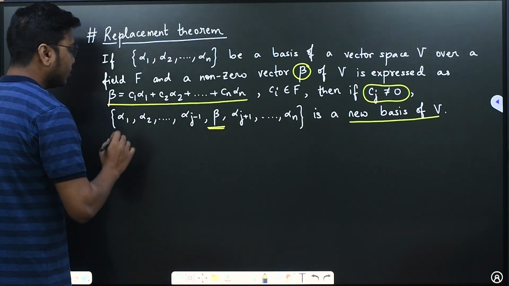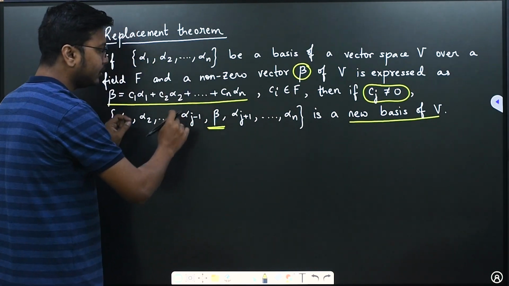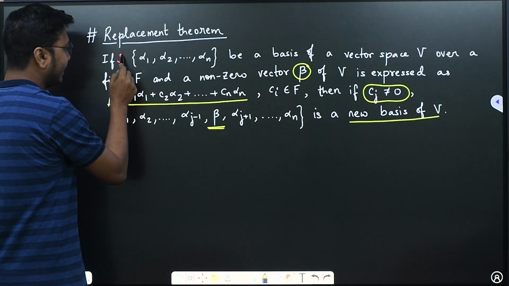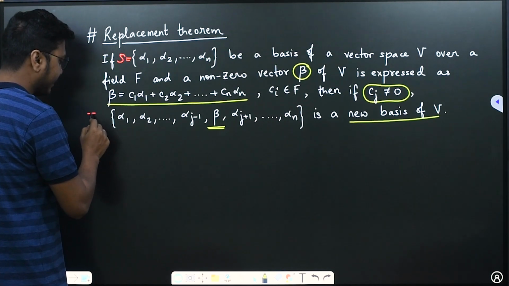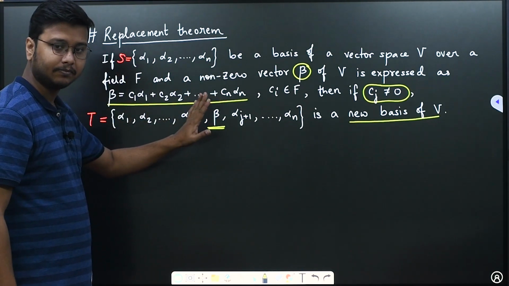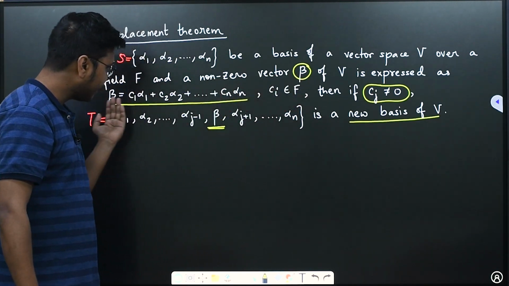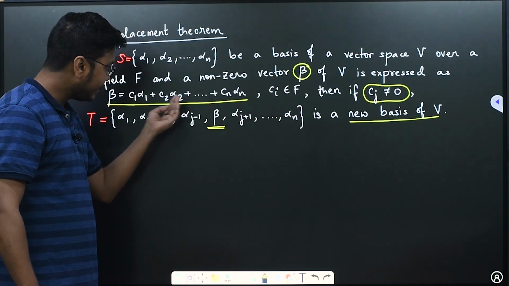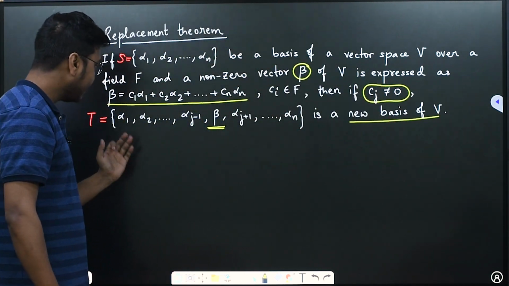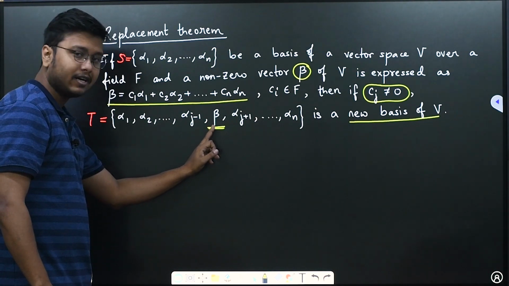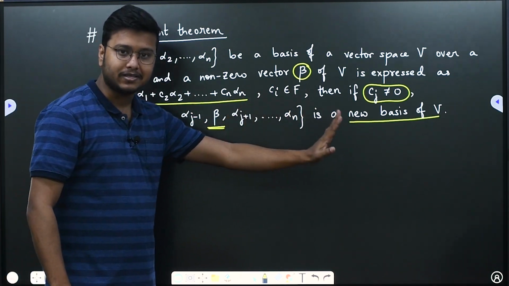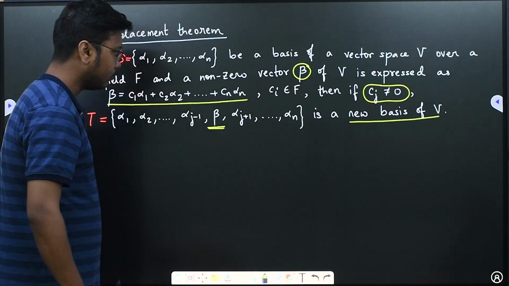So now let's just name the two sets for our convenience. Let me say that this is the set S and this is the set T. So it is given to me that S is a basis. If beta can be expressed in this manner, and in that expression the jth element is non-zero, then I can replace the jth element of the basis with beta and form a new basis. So let's go into the proof of this.